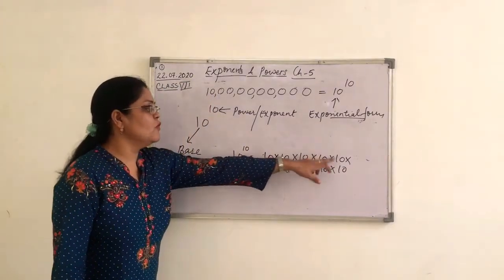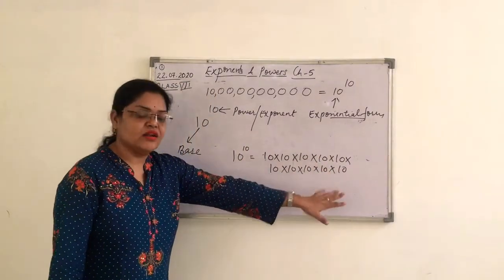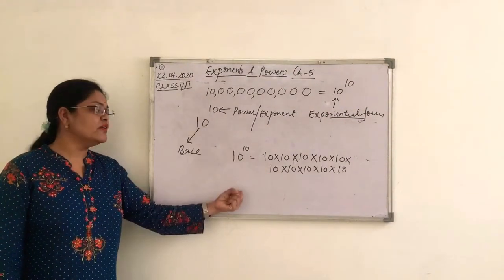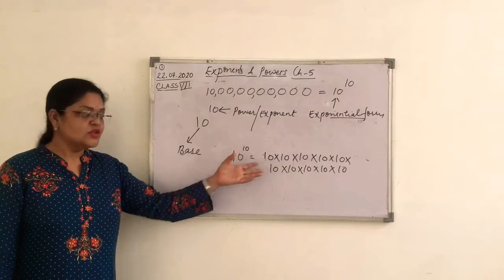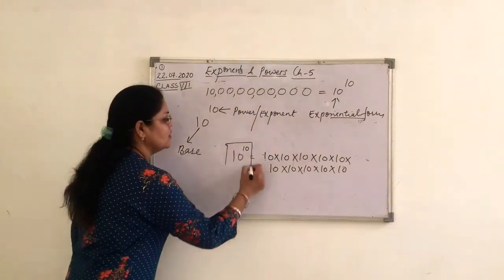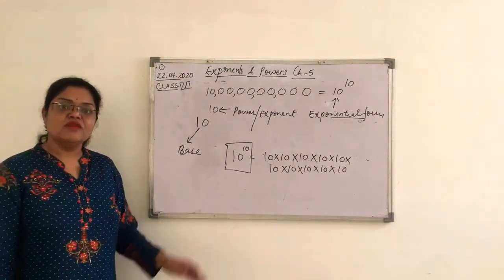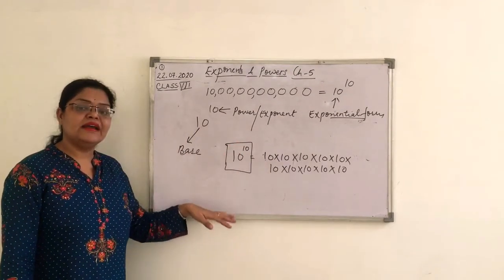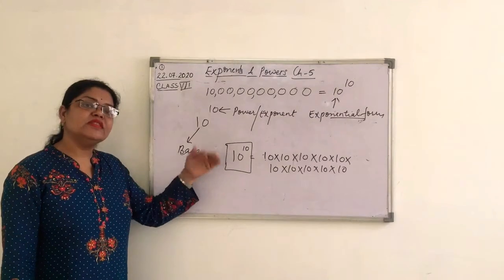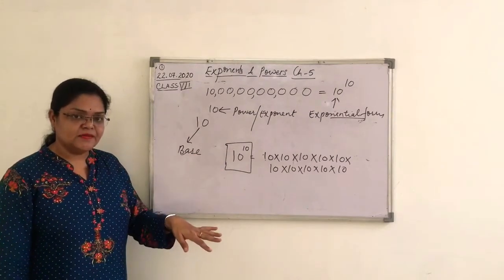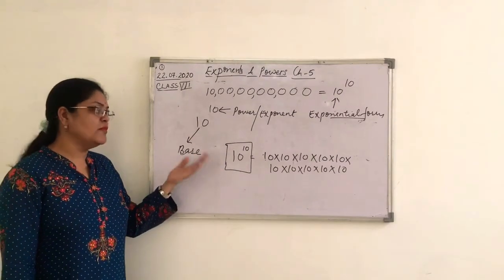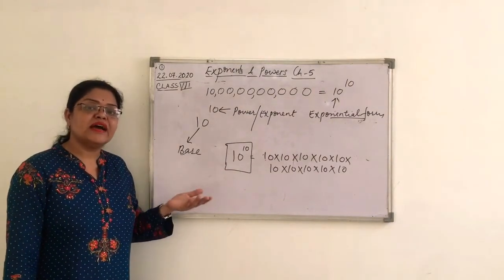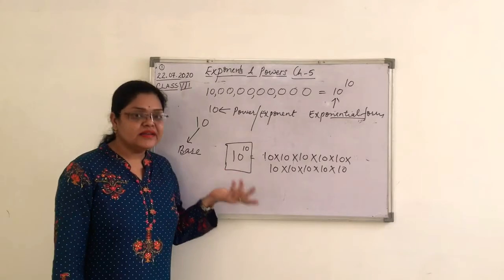1, 2, 3, 4, 5, 6, 7, 8, 9, 10. So we have multiplied 10 times. In short we can write 10 raised to power 10. This form is called exponential form. It means the power is 10 here, so we multiply 10 ten times. If the power of 10 is 3, we multiply 10 three times. If the power of 10 is 4, we multiply 10 four times. This is exponential form, showing how many times we are multiplying 10.